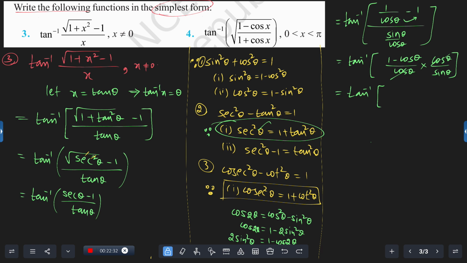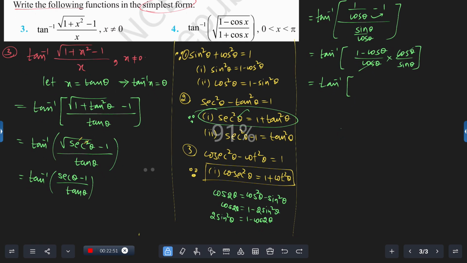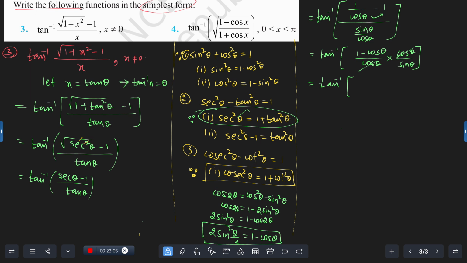So I need only 1 minus cos theta. I don't want 2 theta, but in the formula we have 2 there. So when you replace theta by theta divided by 2, the formula will be 2 times sin square theta divided by 2 equal to 1 minus cos theta. So this I am going to use instead of 1 minus cos theta. So these formulas you should remember. 1 minus cos theta is 2 sin square theta by 2.